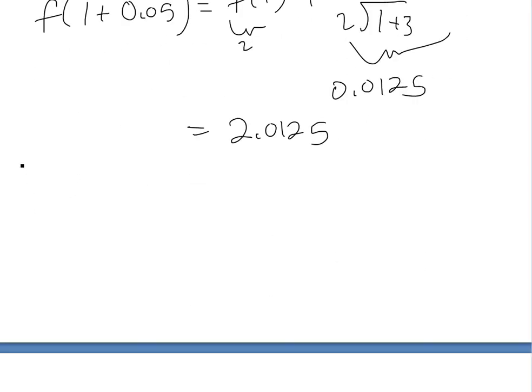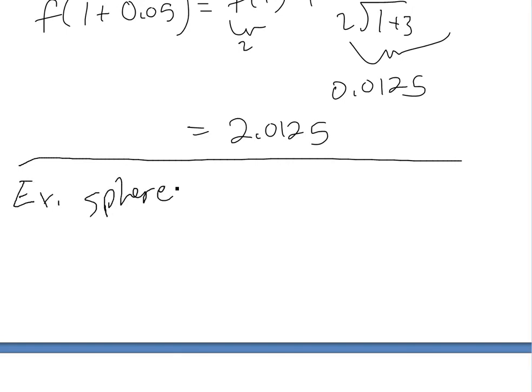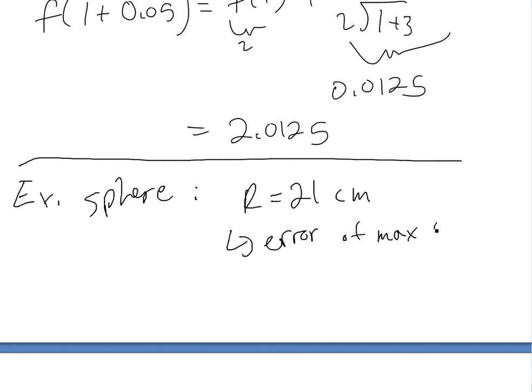Let's do one more example just to illustrate how you could use it to solve for errors. This one's pretty useful. Let's say you had a sphere, and you measured the radius to be 21 centimeters. Well, that's what we measured, but then you have an error, let's say possibly of max 0.05 cm. So now the question is, what's your max error in volume?